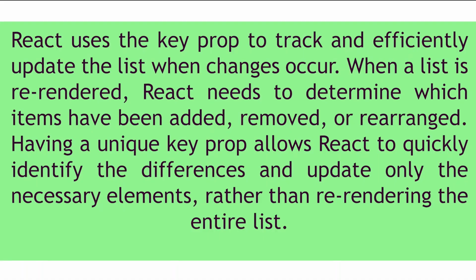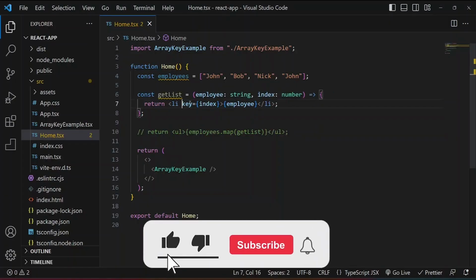So React uses the key prop to track and efficiently update the list when changes occur. When a list is re-rendered, React needs to determine which atoms have been added, removed or rearranged. Having a unique key prop allows React to quickly identify the difference and update only the necessary elements rather than re-rendering the entire list. So it means using the index as a key is not an efficient way, or is not a correct way.